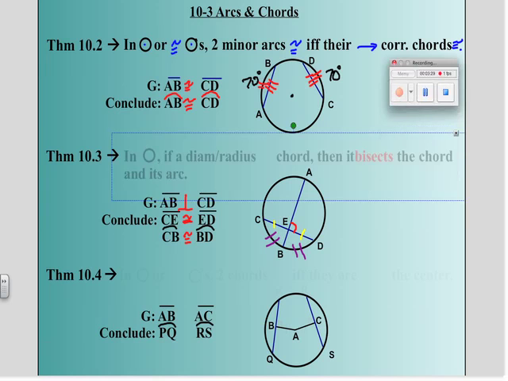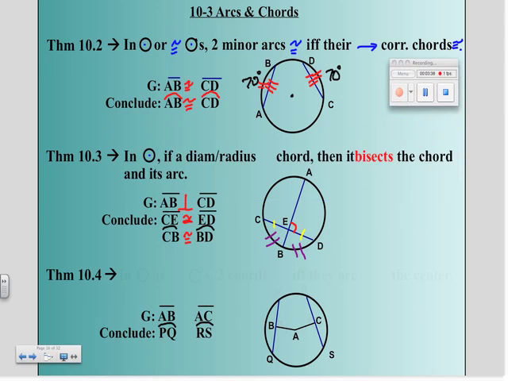because, as stated in theorem 10.3, in a circle, if you have a diameter or a radius which is perpendicular to a chord, you will find that it bisects that chord. In this case, it bisects it into segments CE and ED, and it bisects the arc into arcs CB and BD.